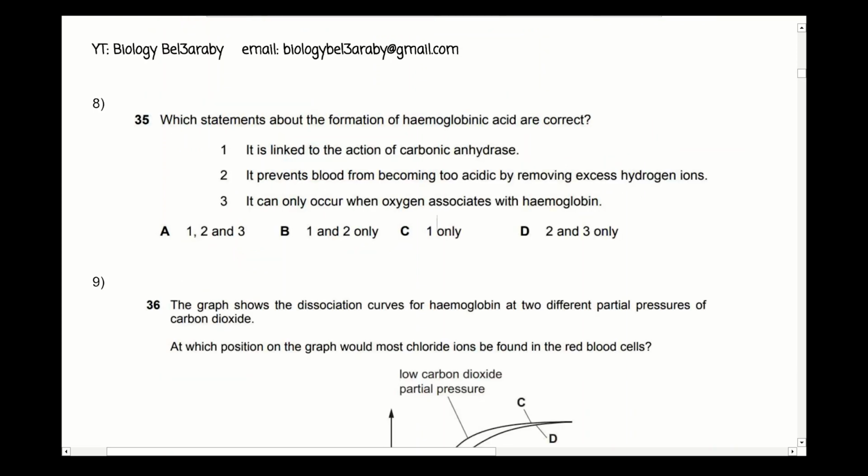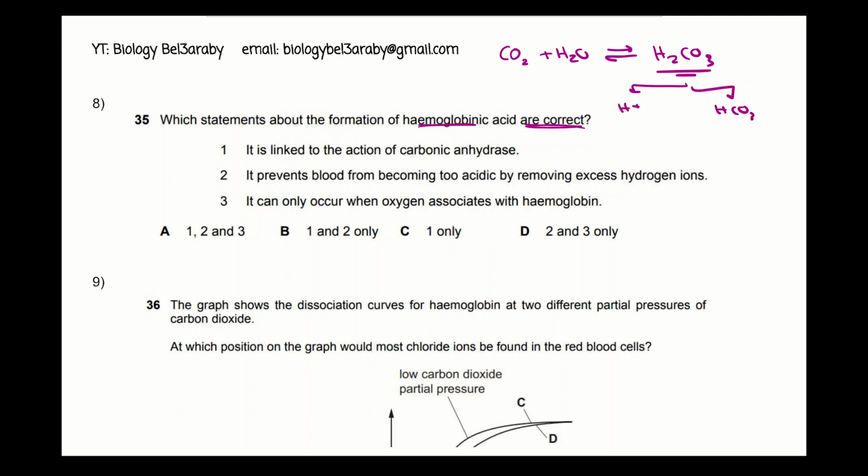Question number 8. Which statements about the formation of haemoglobinic acid are correct? Now, first of all, let's discuss the action of carbonic anhydrase enzyme. First of all, we know that inside the red blood cell, there is an enzyme called carbonic anhydrase. What happens is that carbon dioxide combines with water, and carbonic anhydrase catalyses this reaction to form carbonic acid. Now, the carbonic acid dissociates into hydrogen ions and hydrogen carbonate ions. The hydrogen carbonate ions leave the red blood cell to be transported in the plasma, while the hydrogen ions accumulate inside the red blood cell.